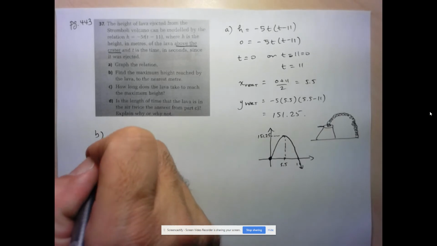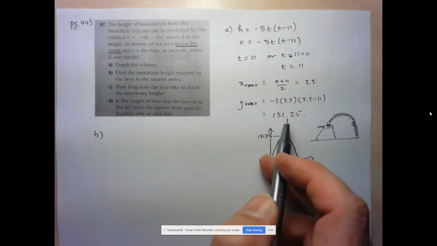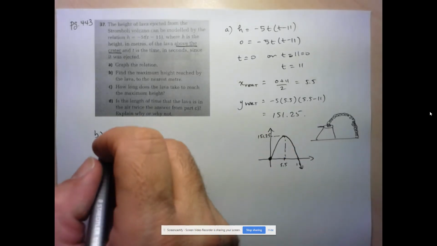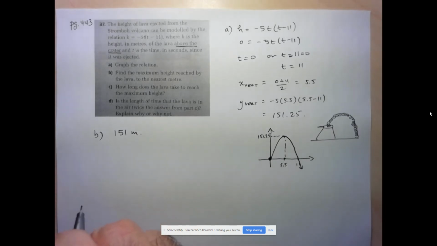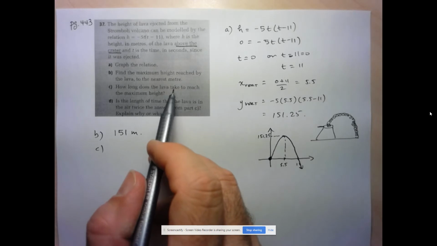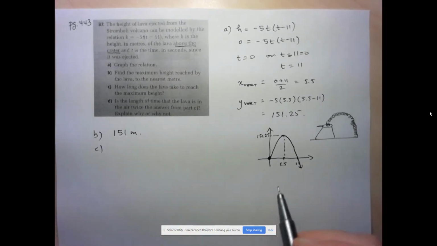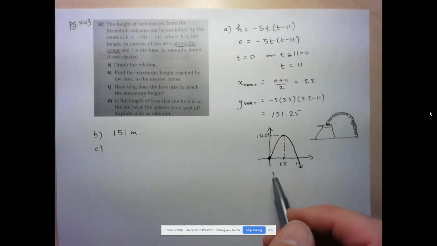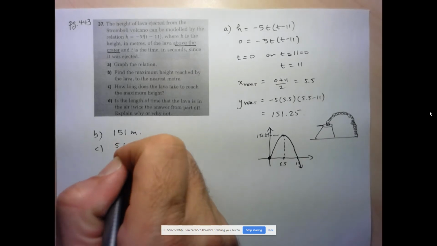So B, let's take a look at what they ask us. Find the maximum height reached by the lava. Well, we already got that. It says to the nearest meter, so we'll just put 151 meters since we already found that. And in C, it says how long does it take the lava to reach the maximum height? Well, we can see right from our graph that's going to be exactly our x value of the vertex. And so that takes 5.5 seconds.